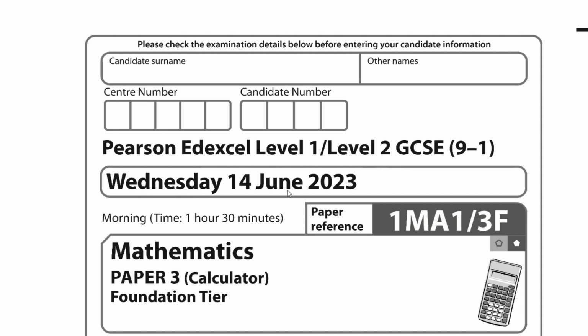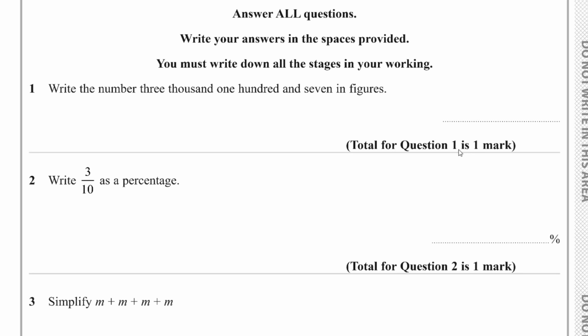This is the Edexcel GCSE Maths Paper 3 from the Foundation Papers, and it's from the 2023 series. Question number 1. We have to write the number 3107 in figures. We have 3107 shown here in figures.